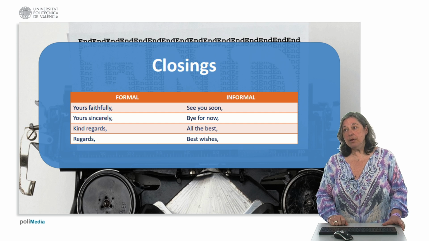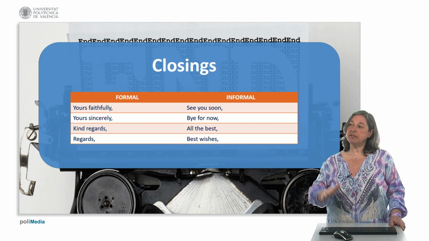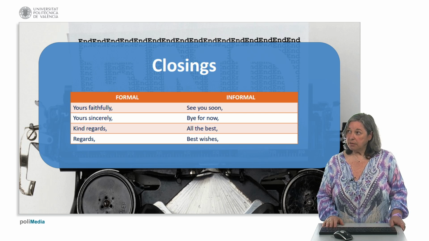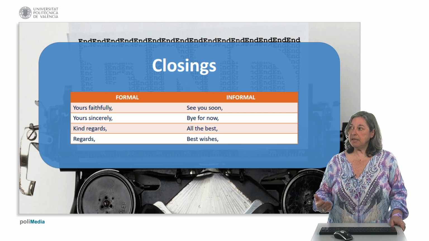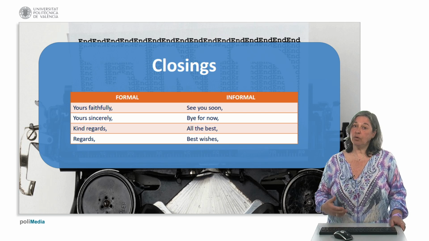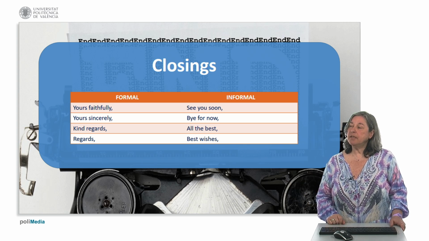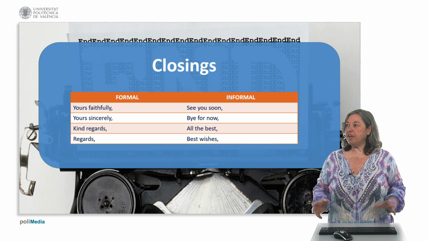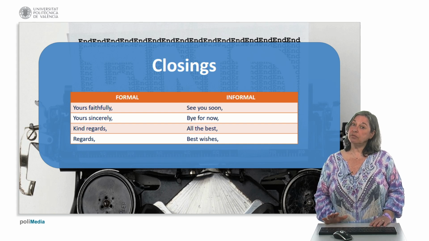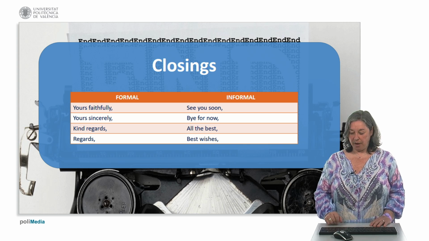The closings also vary depending on the level of formality. If it's a formal situation, as you can see here on the left-hand side, we can say "Yours faithfully," okay? And after that, the comma, and then we'd sign off with our names. "Yours sincerely," "kind regards," or simply "regards," okay? These are expressions to close a letter that we'd use in a formal situation. In a more informal situation, as I say, there's a larger variety. We can use expressions like "see you soon," or "bye for now," "all the best," "best wishes," and then we sign off with our names, okay?